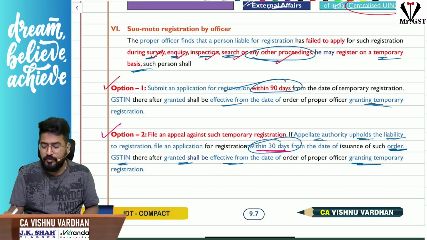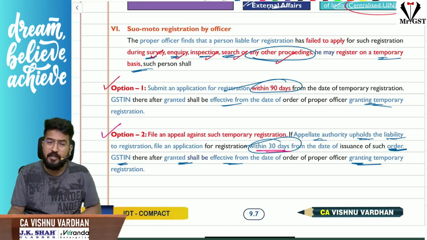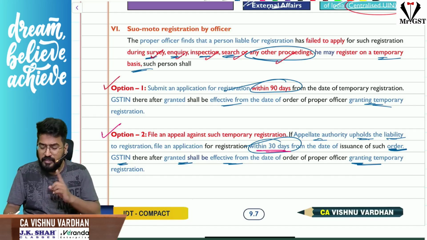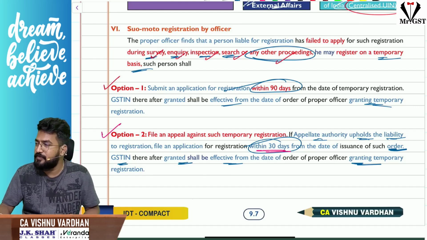Within 30 days from the passing of the order by the adjudicating authority, what should you do? You should apply for registration within 30 days. Okay, that is the concept of suo motu registration.